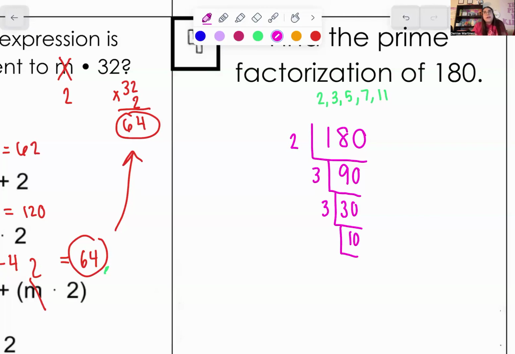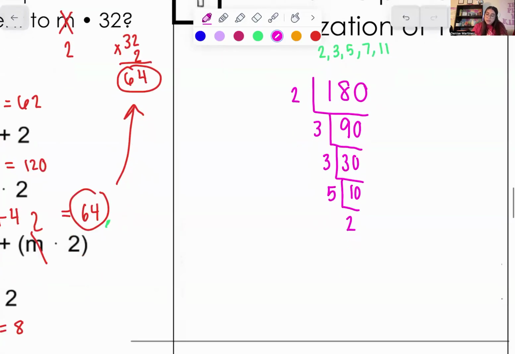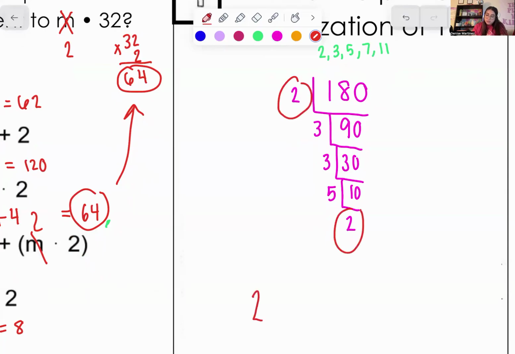What prime number can I divide 10 by? And divide it by 5. And I would get 2. I stop because 2 is prime. So I'm done. So now we're going to list it in its exponential form, least to greatest: 2 to the power of 2, times, there's 2 3s, times 5.